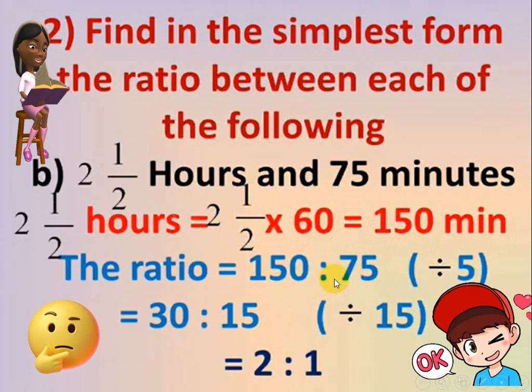Both of them are divisible by 5. We will write divided by 5. 150 divided by 5 equals 30. 75 divided by 5 equals 15. 30 and 15 are divisible by 5, divisible by 3, but they are divisible by 15. I think it's the most one, the greatest one. 30 and 15 divided by 15. 30 divided by 15 equals 2. 15 divided by 15 equals 1. 2 and 1 in the simplest form, so the ratio in the simplest form will be 2 to 1.